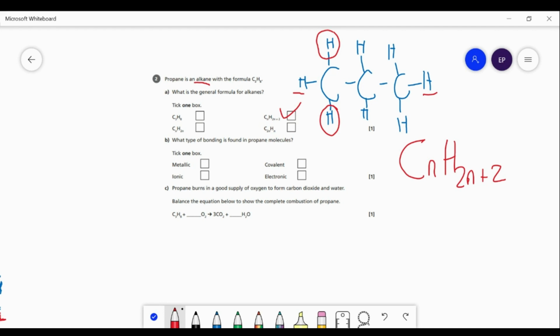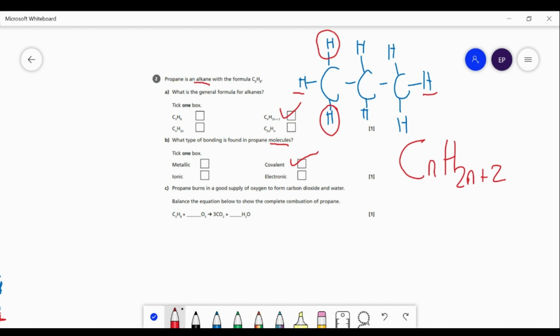B. What type of bonding is found in propane molecules? As soon as we see that word molecules, we know that we're talking about covalent bonds, shared pairs of electrons, which you will recognize as being drawn as single lines on diagrams. So we're looking for covalent bonds as our answer.